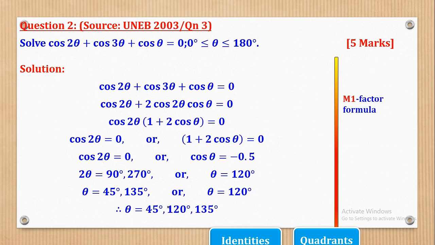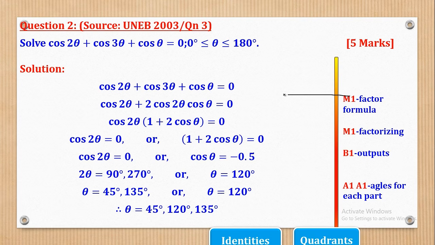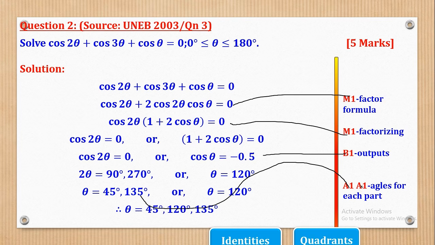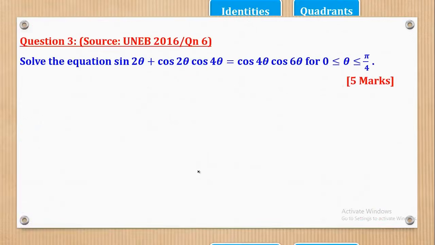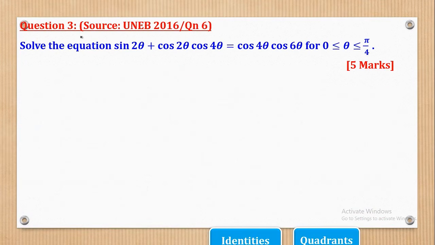Now let's see how much can be awarded. M1 for factor formula, M1 for factorizing, B1 for output, A1 for this first set of angles, and this one for the second set of angles. So that was question 2. Now we shall go to question 3. So question 3 came from UNEB 2016, paper 1, question 6, and says solve the equation.